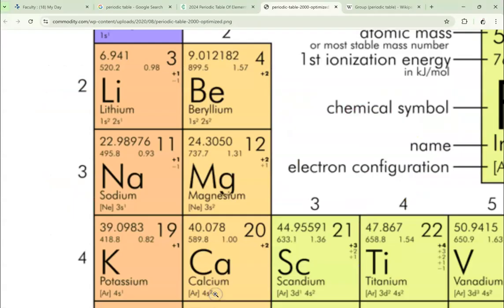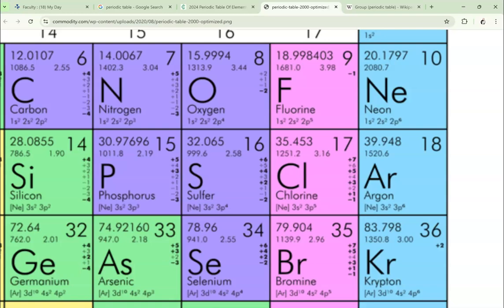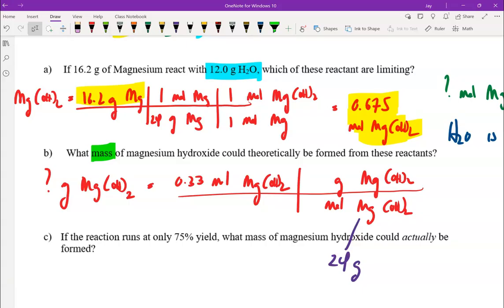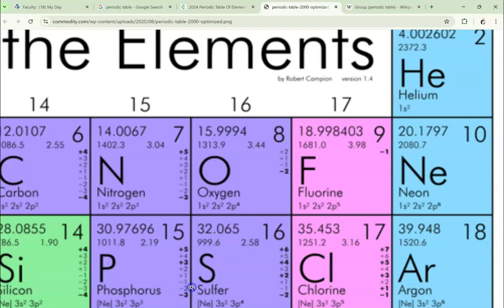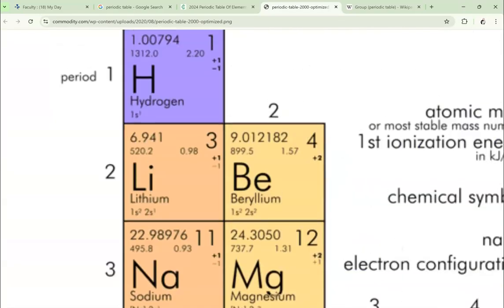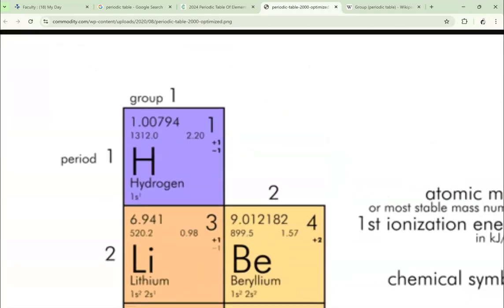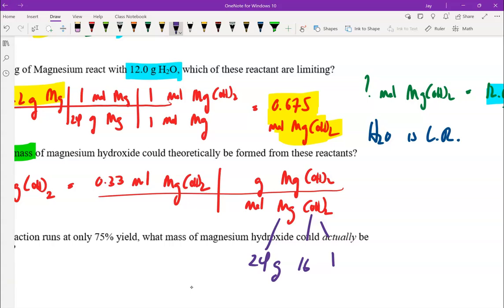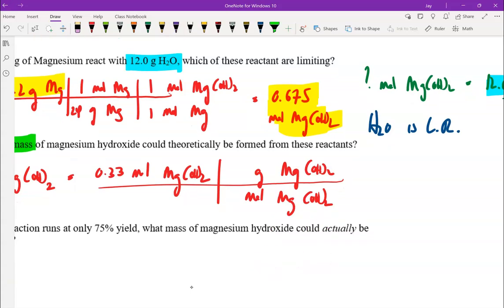Go back to our periodic table and it tells us that oxygen has a mass of 15.9994. I'm just going to round that to 16. I'm going to put that right there. And finally, the hydrogen on our periodic table has a mass of 1.007. We're just going to call that 1, ladies and gentlemen. Okay? So, here's what we know. And that's where I got those from.